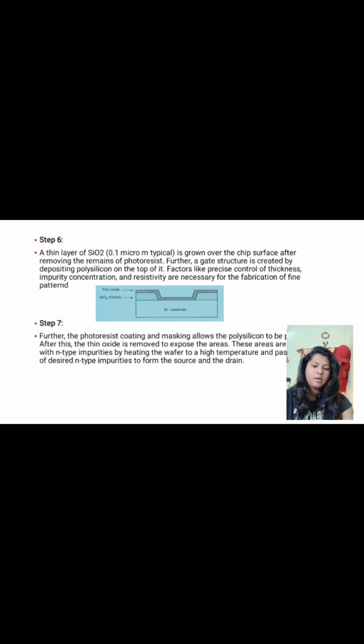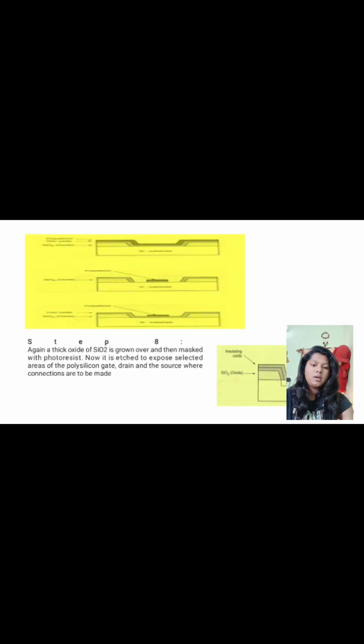In step 7, further photoresist coating and masking allows the polysilicon to be patterned. After this, the thin oxide is removed to expose the areas. These areas are diffused with N-type impurities by heating the wafer to a high temperature and passing the gas of the desired N-type impurities to form the source and the drain. Here we can see the seventh step.